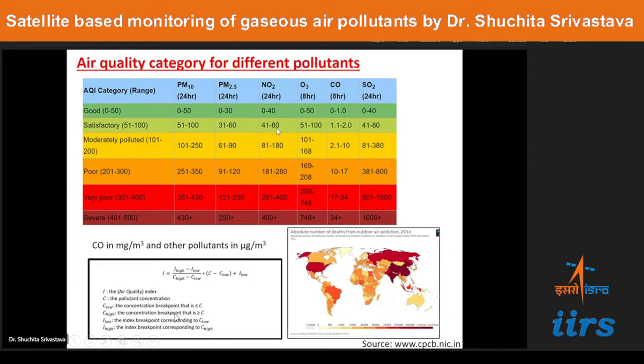Suppose I give an example of Delhi. We have a measurement network in Delhi, and we are making measurements of all these pollutants over Delhi, and we are calculating their daily average or 8-hour average depending upon the pollutant, and that concentration we are comparing in this table. So from here you will get, suppose, NO2 is satisfactory.